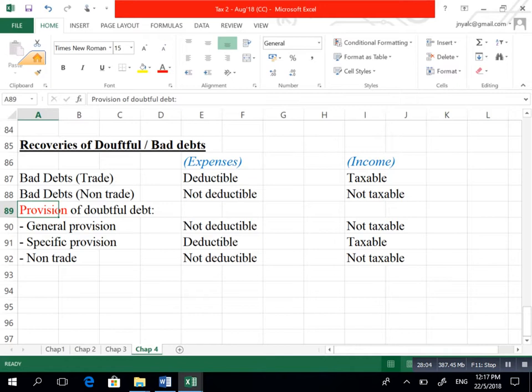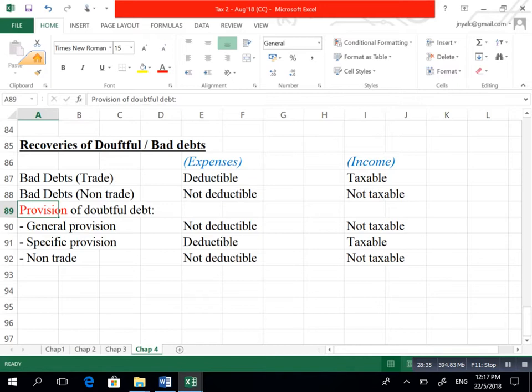General is actually based on the overall percentage usually, am I right? Maybe you take a percentage of sales or a percentage of the debt outstanding, then you make a provision estimation of the debts that cannot be collected back. But specific means that you actually estimate the debts that cannot be collected back on a specific individual or specific customer. Correct?